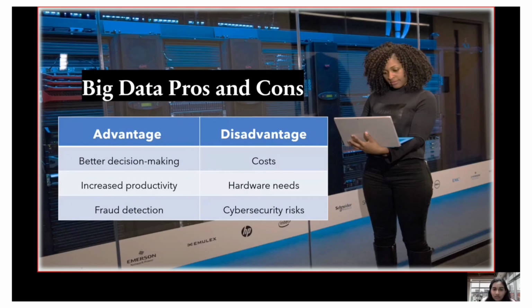The disadvantage will be the cost. Many of today's big data tools rely on open source technology, which dramatically reduces software costs. Secondly is hardware needs. Another significant issue for organizations is the IT infrastructure necessary to support big data analytics. The last one is cybersecurity risk. Storing big data, particularly sensitive data, can make companies a more attractive target for cyberattacks. This will be the advantages and disadvantages of big data.